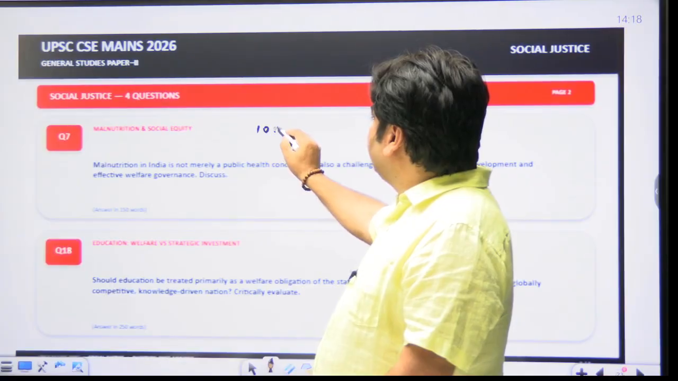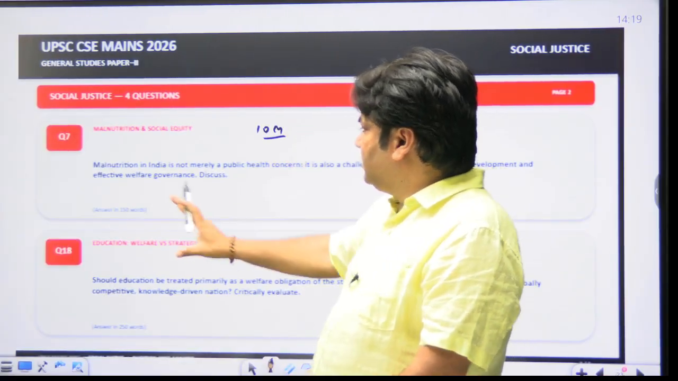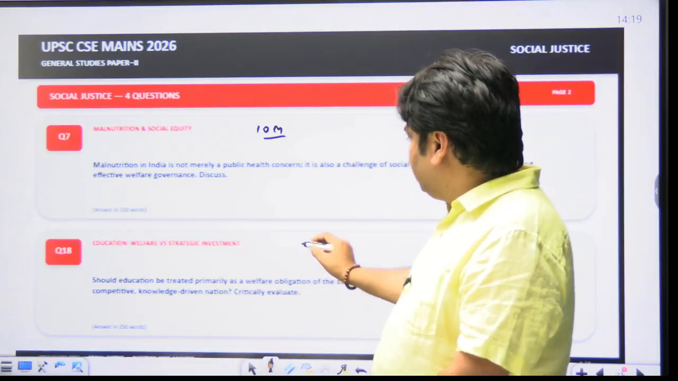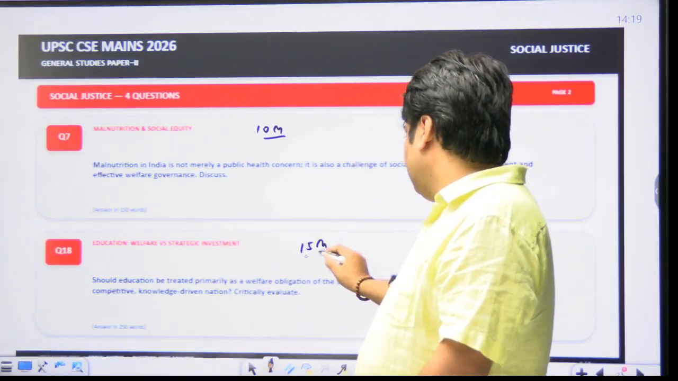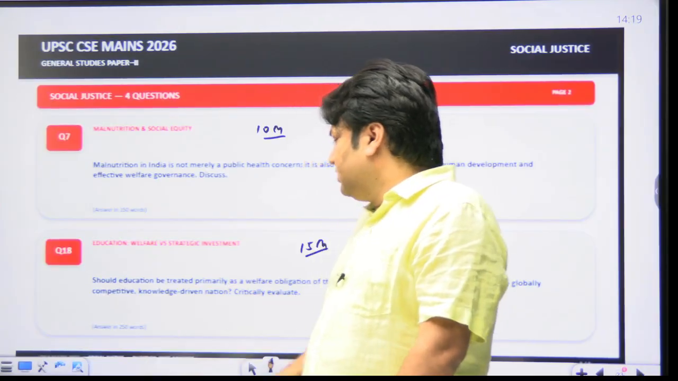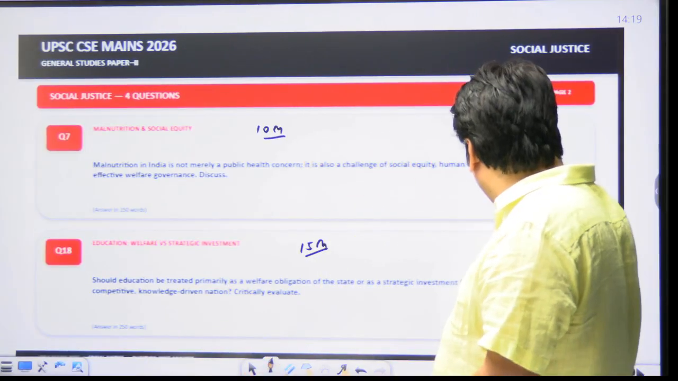Question number 7 is also a 10 marker. We have to write the answer in 150 words. But question number 18 is a 15 marker. It means that here we have to write the answer of this question in 250 words.